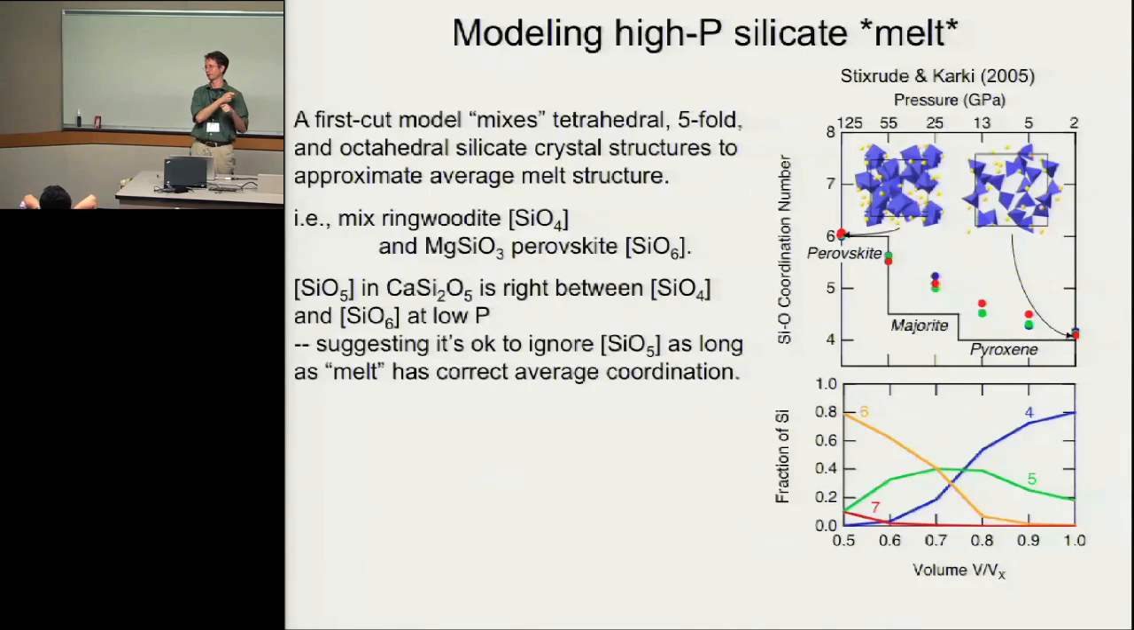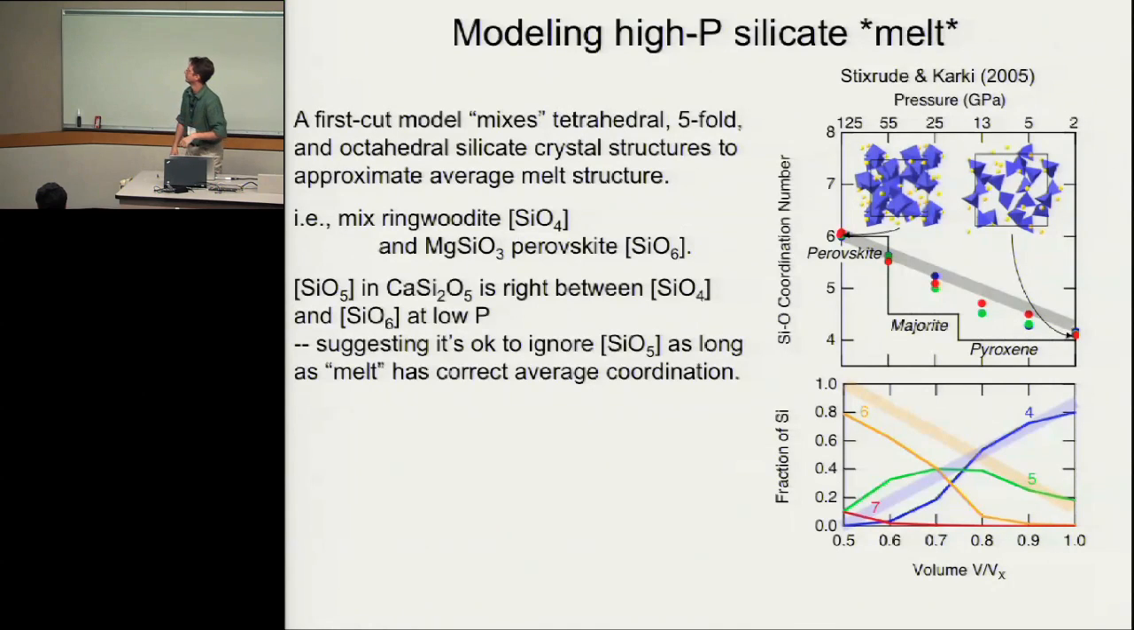Melt is some mixture of ringwoodite and perovskite that depends on what the volume of the melt is. And we ignored 5-coordinated silicon, but it turns out that when you calculate the isotopic properties of 5-coordinated silicon, it's exactly in between 4-coordinated and 6-coordinated silicon. So you can treat it as a 2-end-member problem, at least at this level.